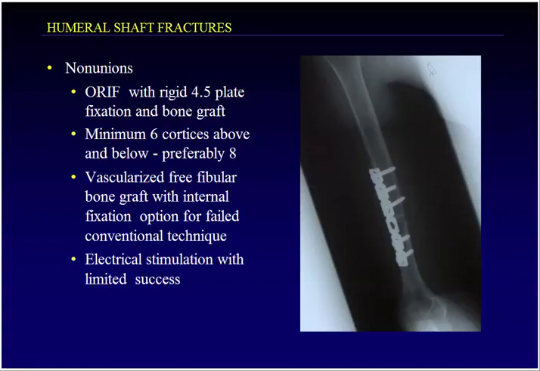Non-union of the humeral shaft is an important point that seems to come up often on board exams and in-training exams. If you have a non-union of a humeral shaft fracture, the treatment of choice is open reduction and plate fixation, again using a 4.5 millimeter dynamic compression plate as well as bone graft if necessary, adequate fixation, a minimum of 6 cortices, preferably 8 if possible.